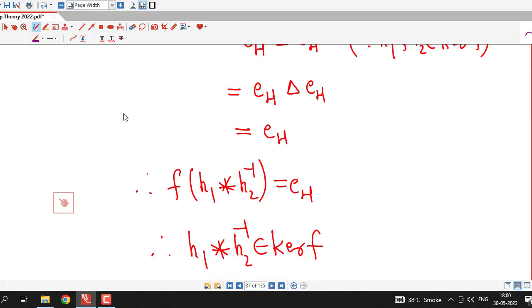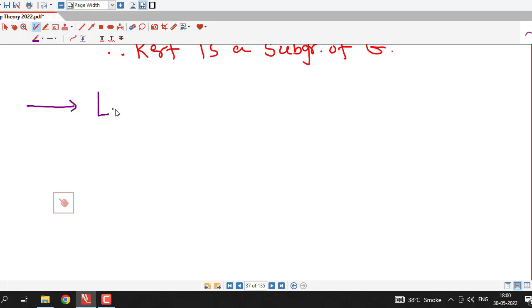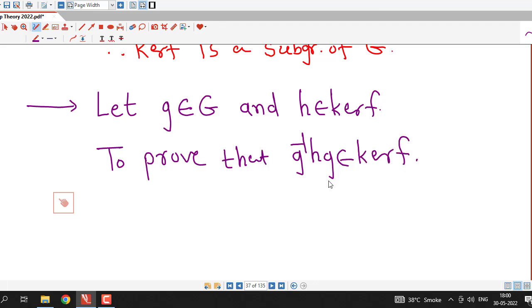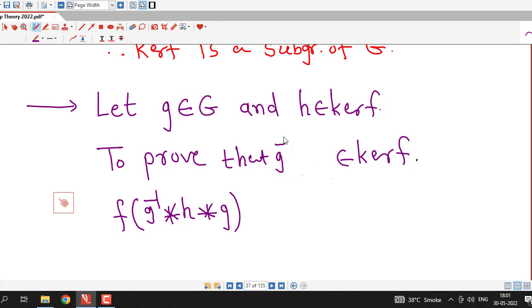For that we use that condition. So we consider any element in group G. Let g belong to G be any element, and we take any element h in kernel of F. To prove that kernel of F is a normal subgroup, I have to prove that g inverse h g must be in kernel of F. For that I have to show that F of g inverse star h star g, because the operation of group G is denoted by star, is equal to identity in H. So I have to prove that this element is mapped into identity of H.